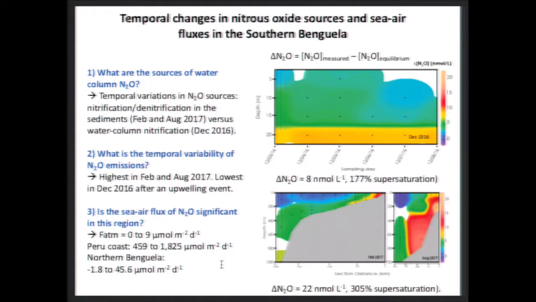And we calculated fluxes of 0 to 9 micromole per meter square per day, which is about two orders of magnitude less than what we observe off the Peru coast, but in the same order of magnitude as what we observe in the northern Benguela. So if you want to learn more about N2O in the southern Benguela, please come see me.